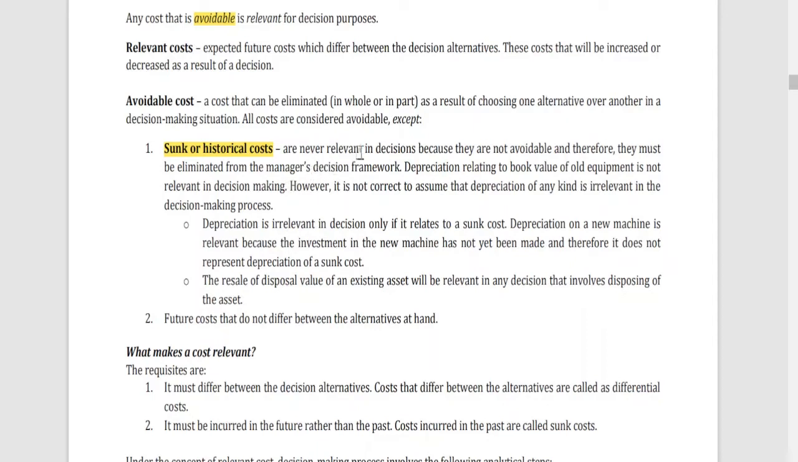So they are never relevant in decisions because they are not avoidable. You can no longer avoid them because you already incurred them before. So in the future use or in the future decision making, they will not be included, because they can no longer be avoided, since the money has already been spent. So therefore, they are eliminated from the manager's decision framework.